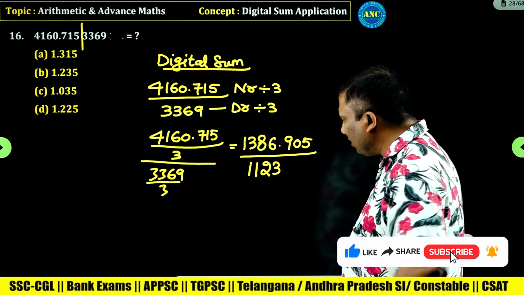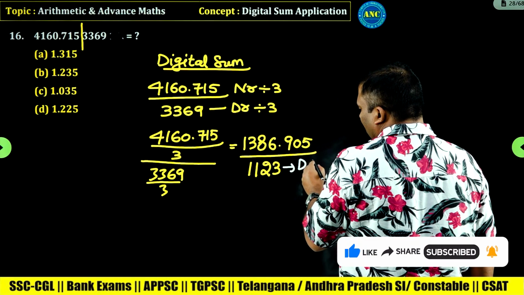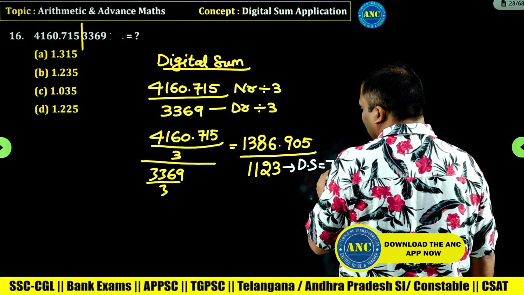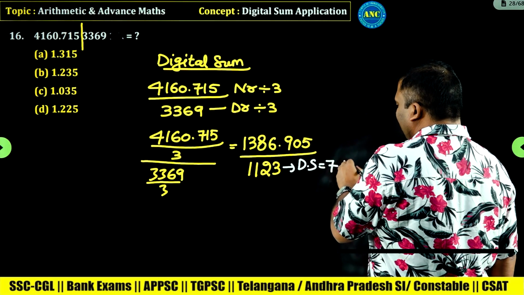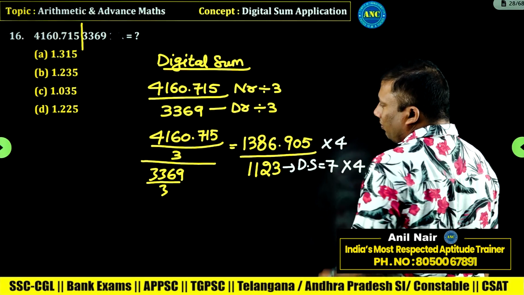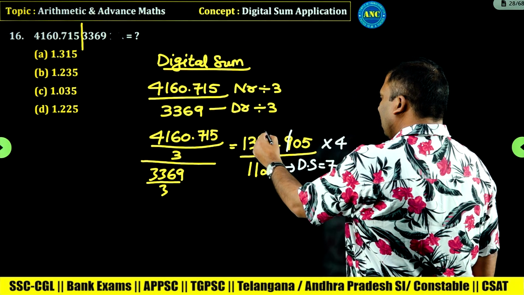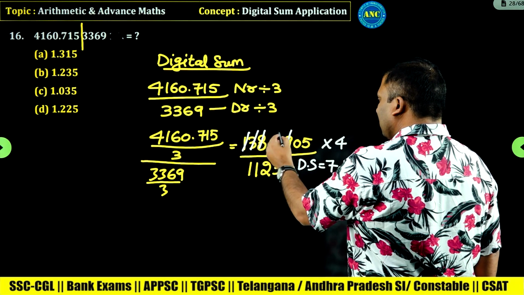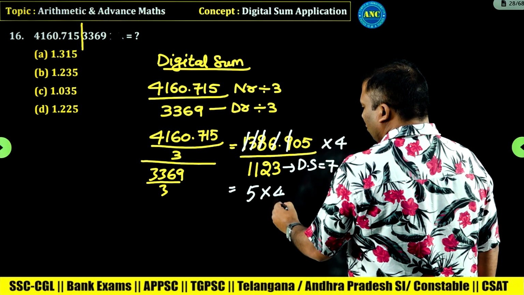Now, if you see, the denominator's digital sum is 3 plus 2 is 5, 5 plus 2 is 7. The denominator is 7. So multiply the numerator and denominator by 4. I multiplied the numerator and denominator by 4. 9 out, 8 plus 1 out, 3 plus 6 out. The numerator's digital sum is 5 into 4.